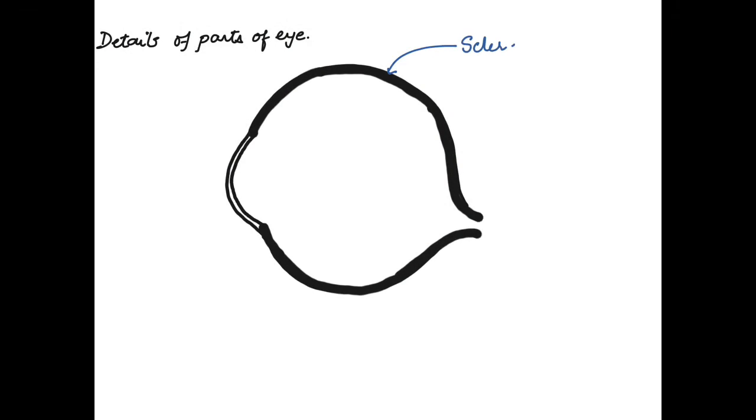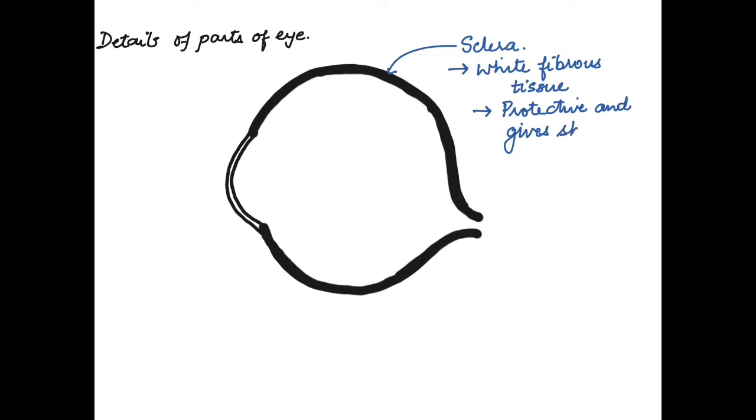In this video, I am going to talk about the structural details of the eye. The outermost layer of the eye, that is the sclerotic layer, consists of sclera, which is a white fibrous tissue that gives protection to the eye and also gives shape to the eyeball.